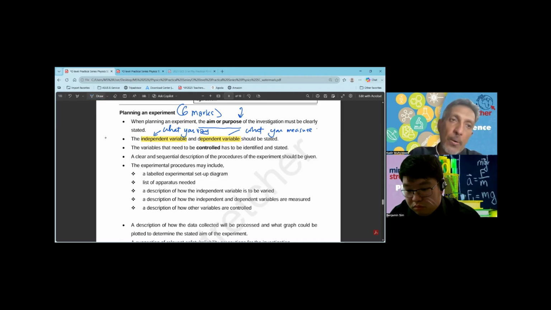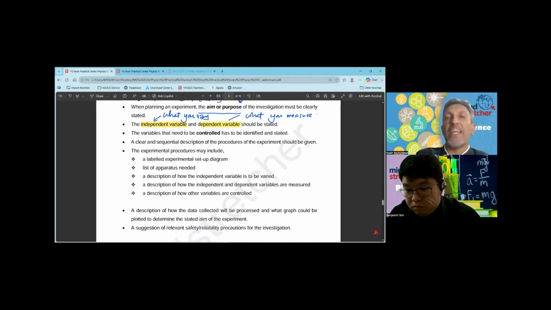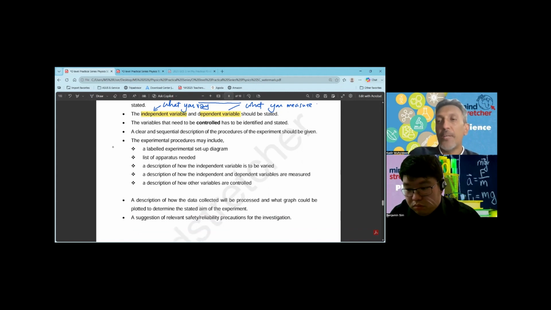Now, when it comes to a typical planning question, the first thing they will ask you to do, based on a given setup, is to tell them what variables need to be controlled. That means you keep them constant. Control means what are the other variables that you keep constant, because they could affect the experiment. This is going to be your 1 mark already. This is definitely one of those things that they ask: what variables need to be controlled?